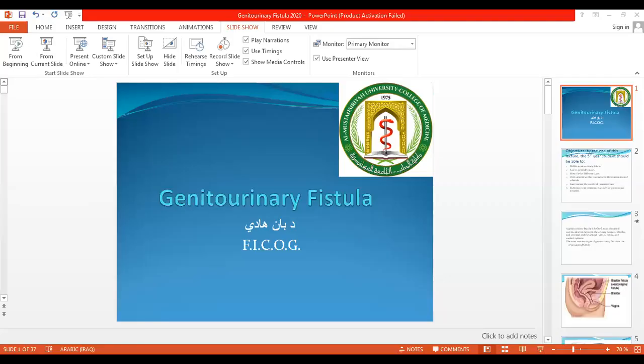نبدأ محاضرة genitourinary fistula. بداية, the objectives of this lecture.